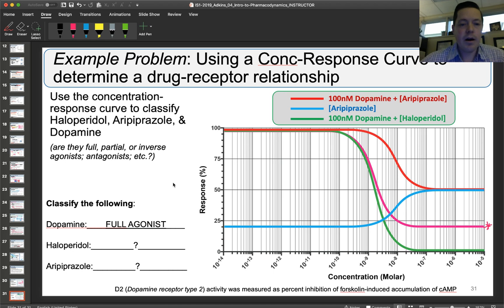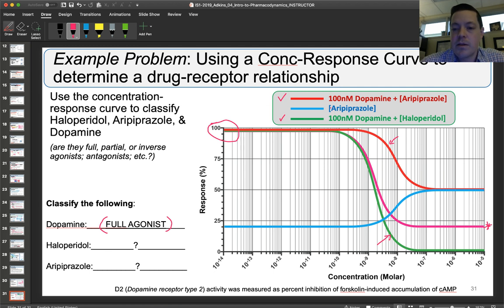Now, this right here is a practice problem that I want you to attempt. I've given you the answer for dopamine here, but you're going to have to use this puzzle to figure out what haloperidol is and what aripiprazole is. This little pink line that I've starred, for right now I want you to ignore, and we're only going to focus on the red line and the green line. The key thing is we see that when we start off on some of these lines, we're starting at 100%, that's the red line and the green line.